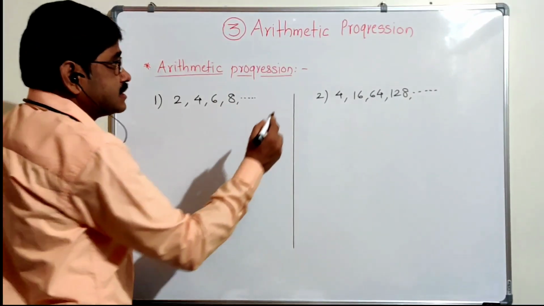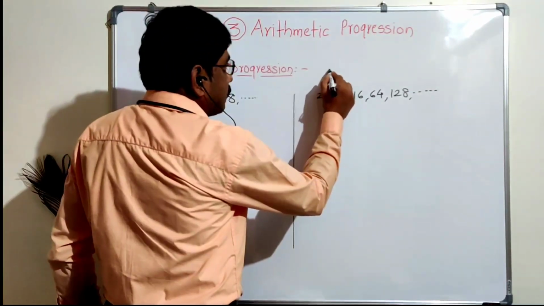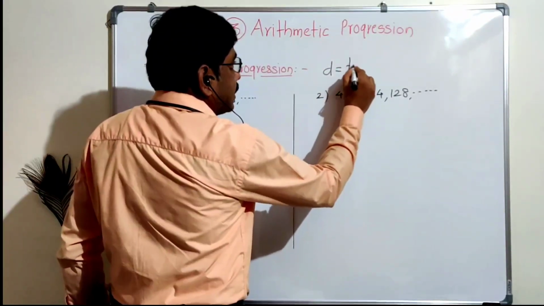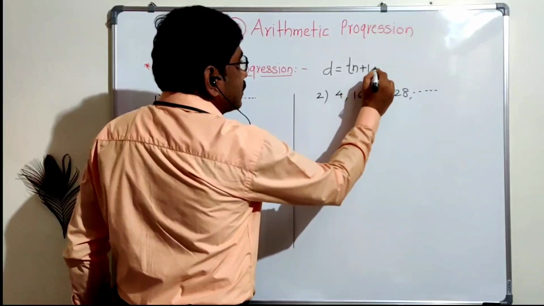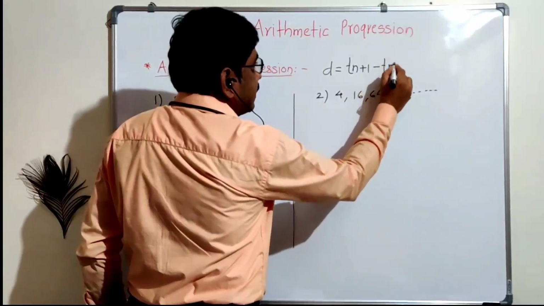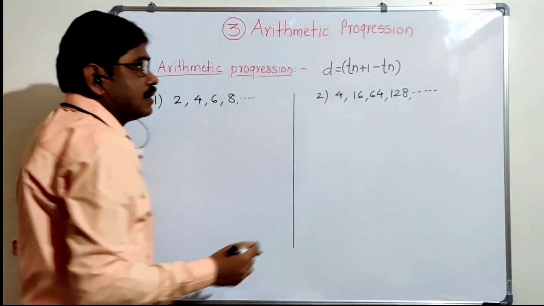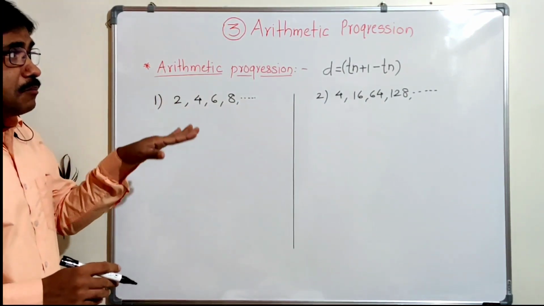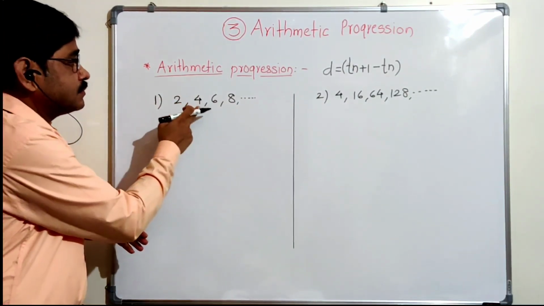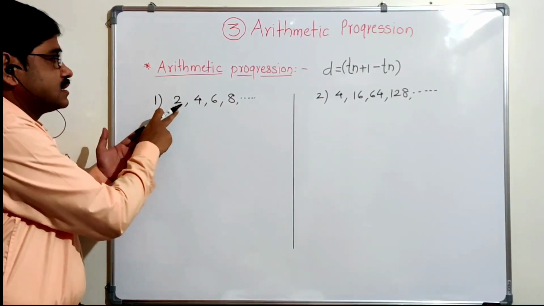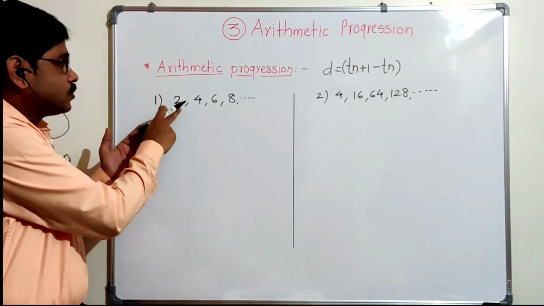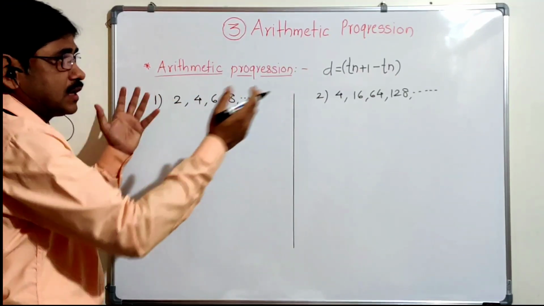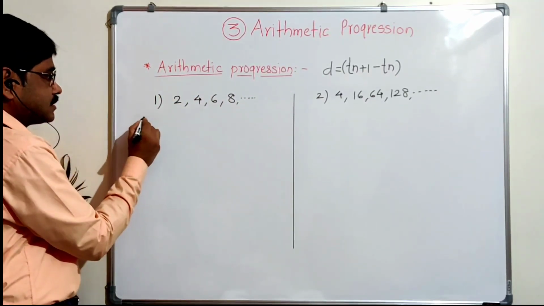So the common difference D is equal to, the formula for common difference D is equal to Tn plus 1 minus Tn. This is the formula to calculate the common difference. Tn plus 1 means next term minus the previous term. First, we have to write the terms in both the cases.